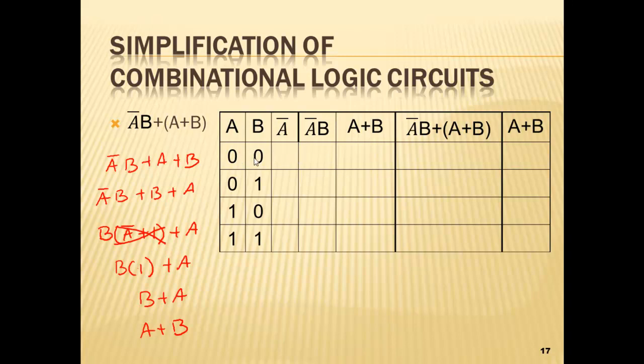So A naught is just the opposite of A, so zeros become ones, ones become zeros. A naught and B is these two ANDed together. And again, two highs gives us the high out. A or B is these two columns, and we need any high gives us the high out, so it's 0, 1, 1, 1. And then this is A naught B ORed with A or B, so we're ORing these two columns together, so any high, 0, 1, 1, 1.